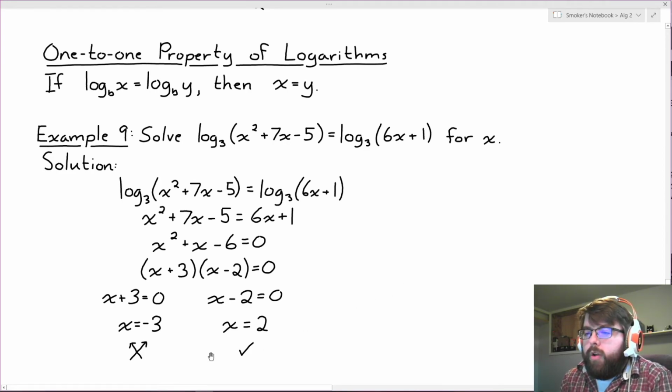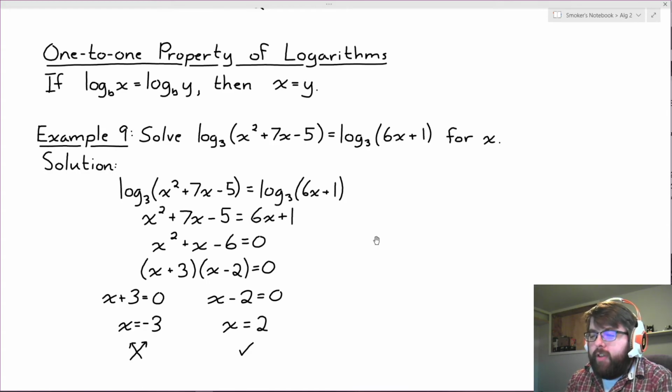However, surprise answer here. One of these solutions is actually not a solution because you can't have negatives inside logs. That's one condition of logs: you can never take a base to an exponent and get a negative value out of that. 3 to what power gives you a negative? That will never happen. Negative exponents are reciprocals. They give you small numbers, not negatives. It'll never go negative.